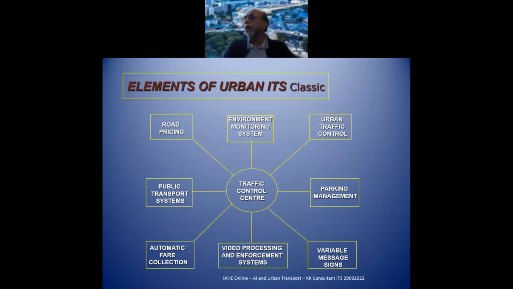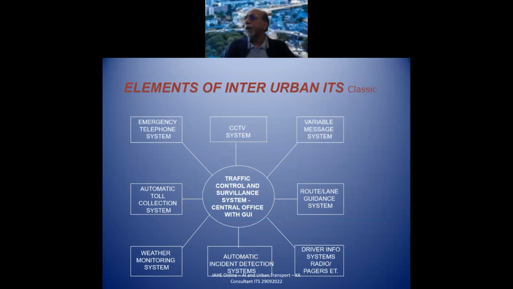And then you have what you call the interurban ITS. In the interurban ITS, you see that there is a lot of changes happening here. The traffic control system is remaining the same. But the key here is, there is no traffic management other than route and lane guidance system. What we have is an emergency telephone system, which is now fast disappearing with the introduction of mobile phones available with every driver. And then you have a closed circuit television system, which keeps monitoring what is happening. And then we have a variable message system, which will keep telling them.